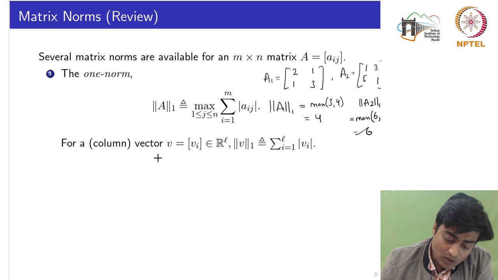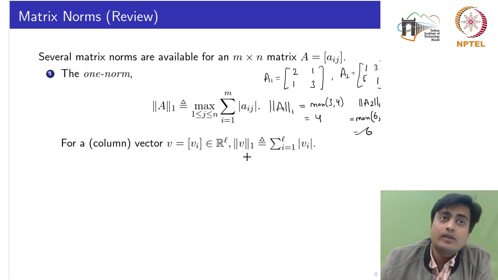Right? Now if we have a column vector, then the one norm of the column vector is basically given by the summation of all the elements of that vector.